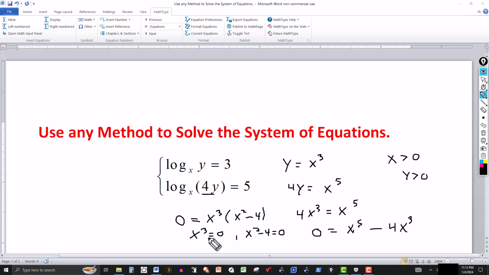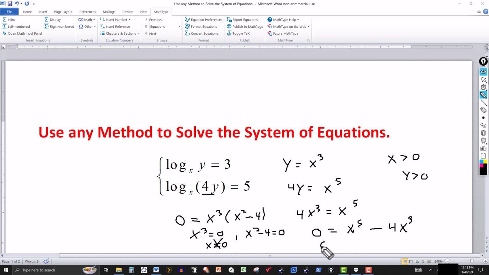X to the third is equal to 0. There's only one value x can be there, and that's x equal to 0. So only one value x can be for x to the third equal to 0. That's x has to be 0. But remember we said x here is a base, and cannot equal 0. So this one we have to reject. X cannot be 0. That's not going to be a solution.